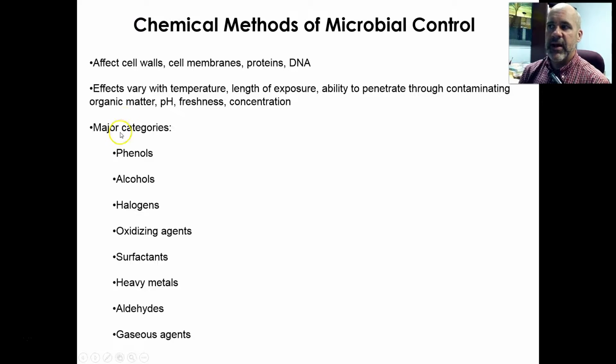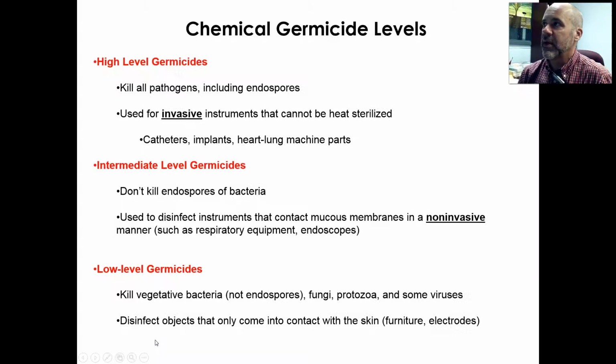Your chemical disinfectants and antiseptics tend to fall into several different categories, and those include phenols, alcohols, halogens, oxidizing agents, surfactants. Detergents that we use are examples of surfactants. Heavy metals, so things like mercury, for example, aldehydes like formaldehyde, and then there are certain gases that are used as well for chemical control.